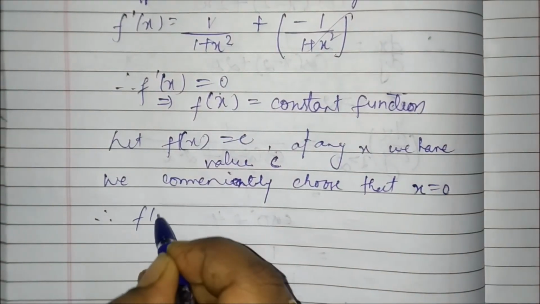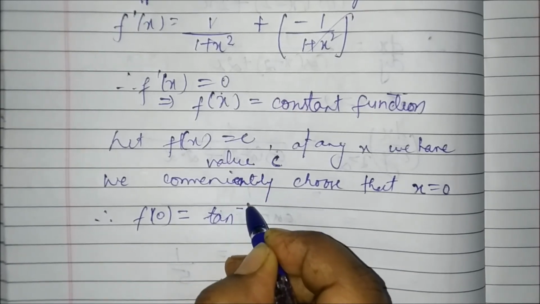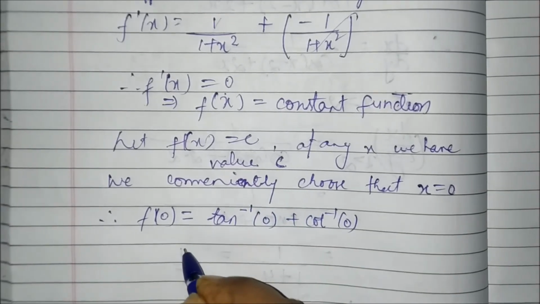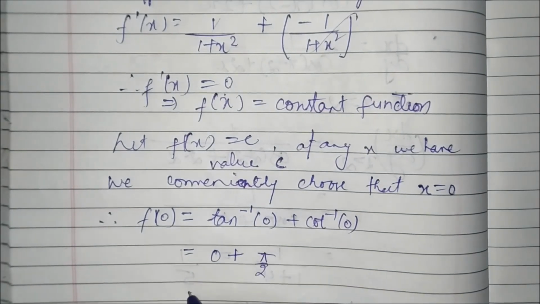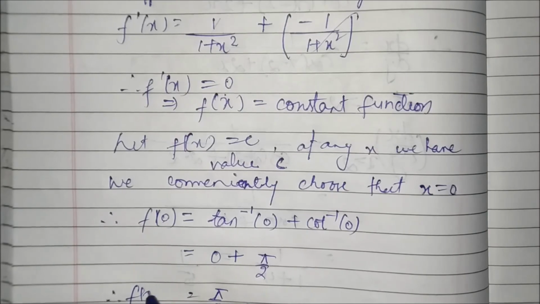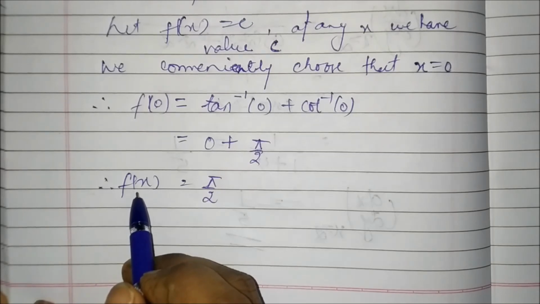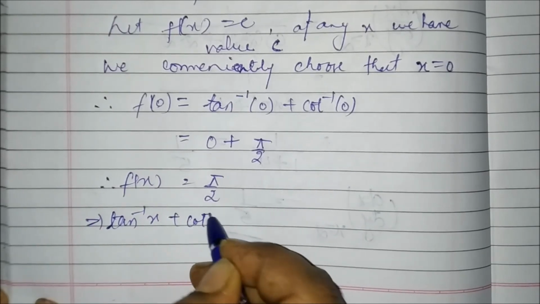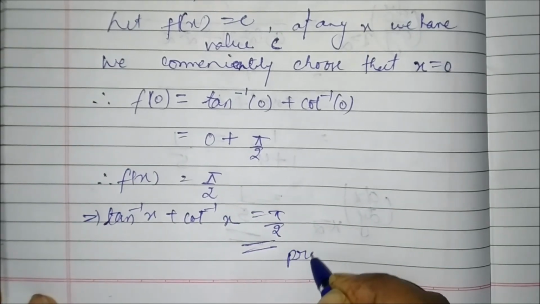Therefore, f(0) is equal to tan inverse 0 plus cot inverse 0. Now tan inverse 0 is 0, plus cot inverse 0 means pi by 2. Therefore we have pi by 2. So we can write f(x) is equal to pi by 2, and the value of f(x) we have taken as tan inverse x plus cot inverse x is equal to pi by 2. So this is the proof.